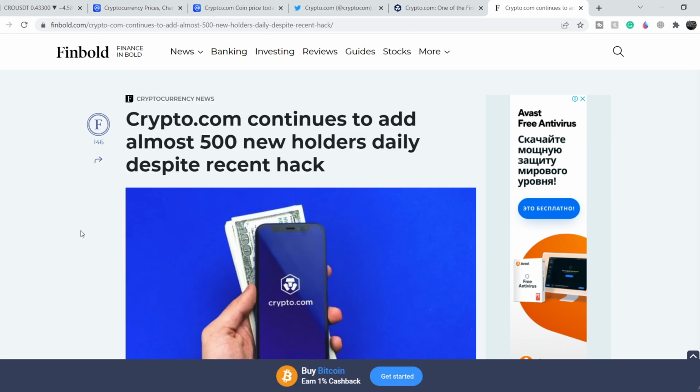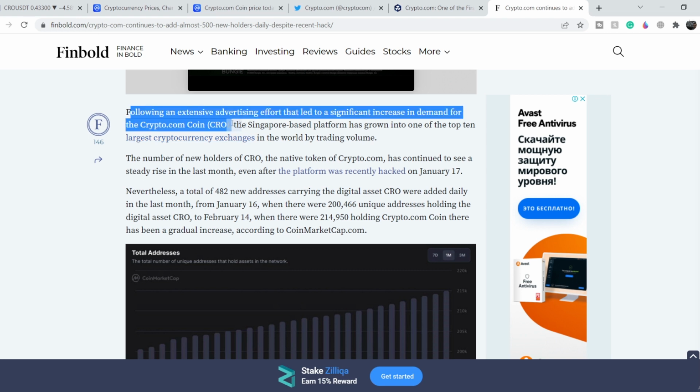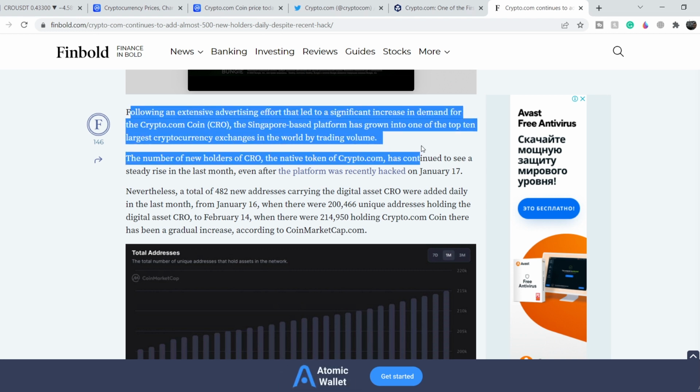We have this article titled "Crypto.com continues to add almost 500 new holders daily despite recent hack." And let me quote you this. Following an extensive advertising effort that led to a significant increase in demand for the Crypto.com coin, the Singapore-based platform has grown into one of the top 10 largest cryptocurrency exchanges in the world by trading volume.